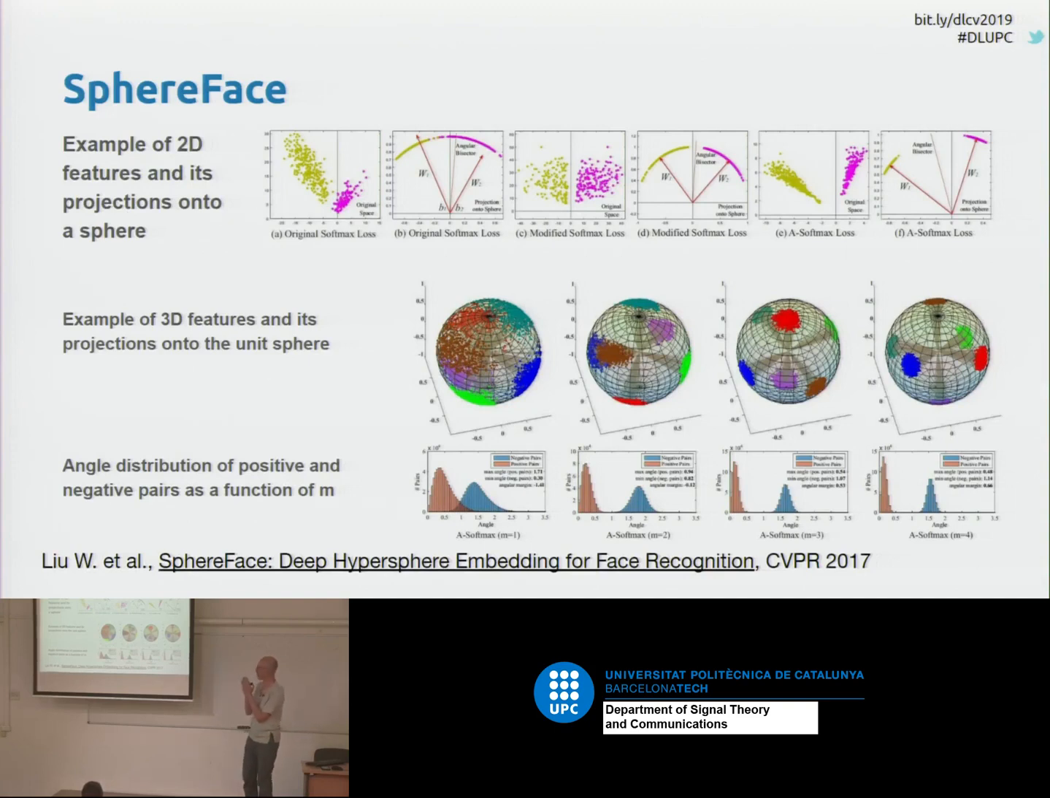This modified softmax loss function is a little bit more discriminative. If you project the features onto a sphere, the angular separation is larger with this modified softmax function. So you can put a hyperplane separating the classes based just on the angle.